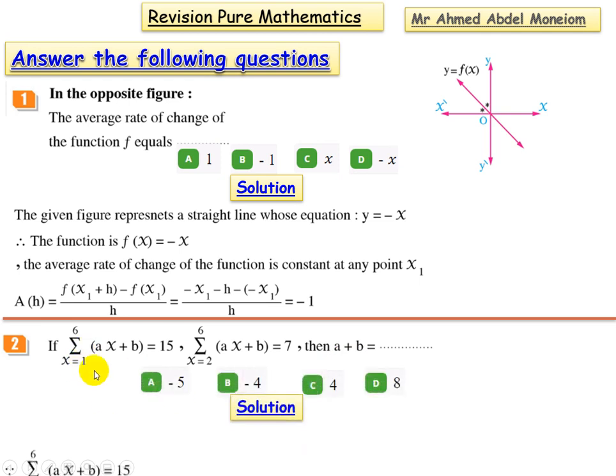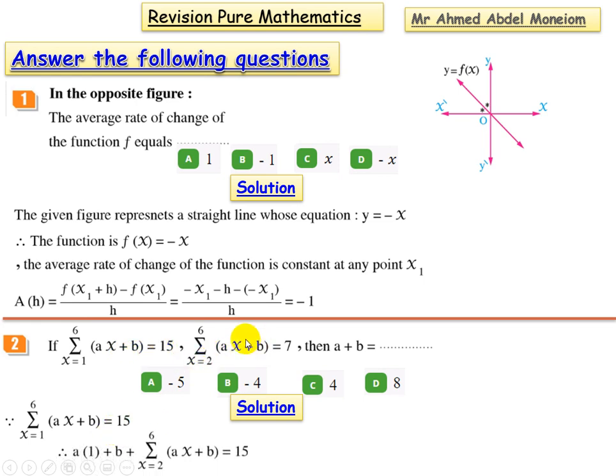We know that summation from x equal 1 to 6 of ax plus b equal 15 as given. Substituting by x equal 1, we get a plus b. Then the summation from 2 to 6 equals 7. So a plus b plus 7 equal 15, so a plus b equal 8.